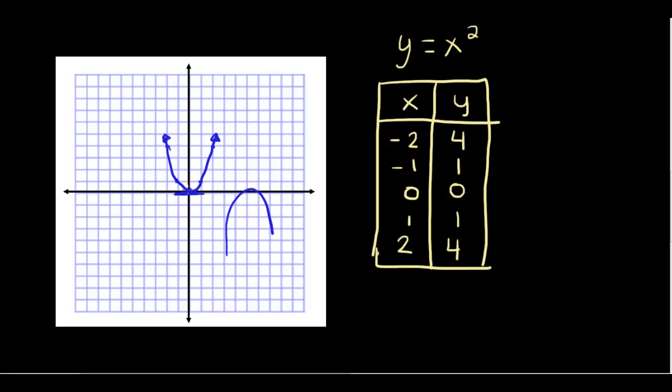This point is called the vertex. The y-coordinate of the vertex is the one that gives you the minimum or the maximum value. And the x-coordinate, that is the axis of symmetry.